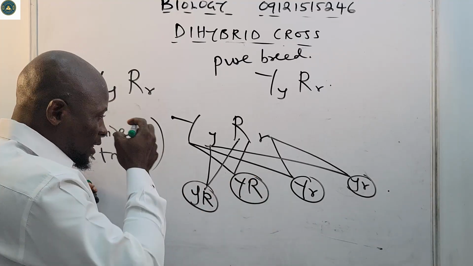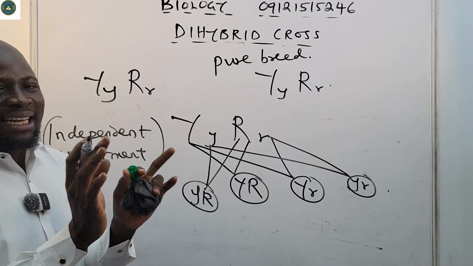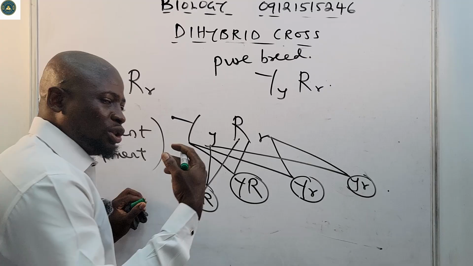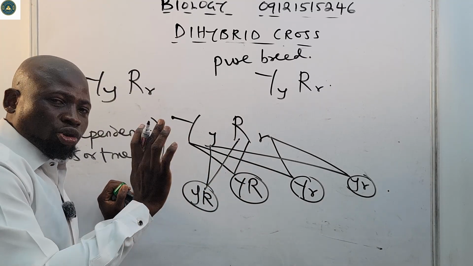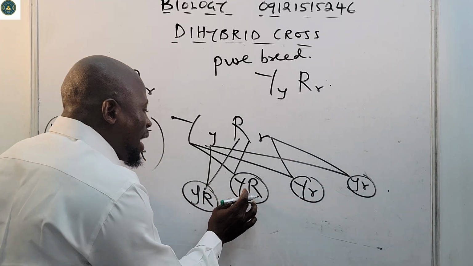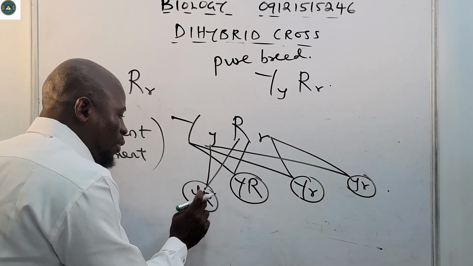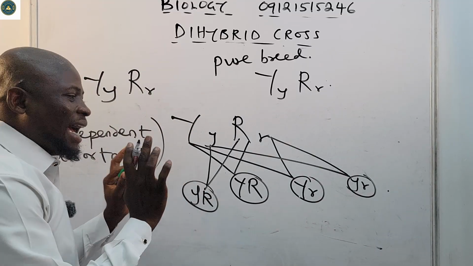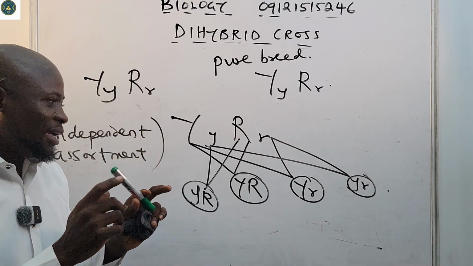When we're crossing, the alleles were assorted independently, all right? It does not mean that this one and this one must be together, or this one and this one must be together. They were assorted independently. They were not controlled. They arrange themselves the way they want. It does not mean that this Y and this R must go together, or this Y and this small r, or this small y and this big R must go together. They will arrange independently. I will explain the law of independent assortment in a better way so that you understand.